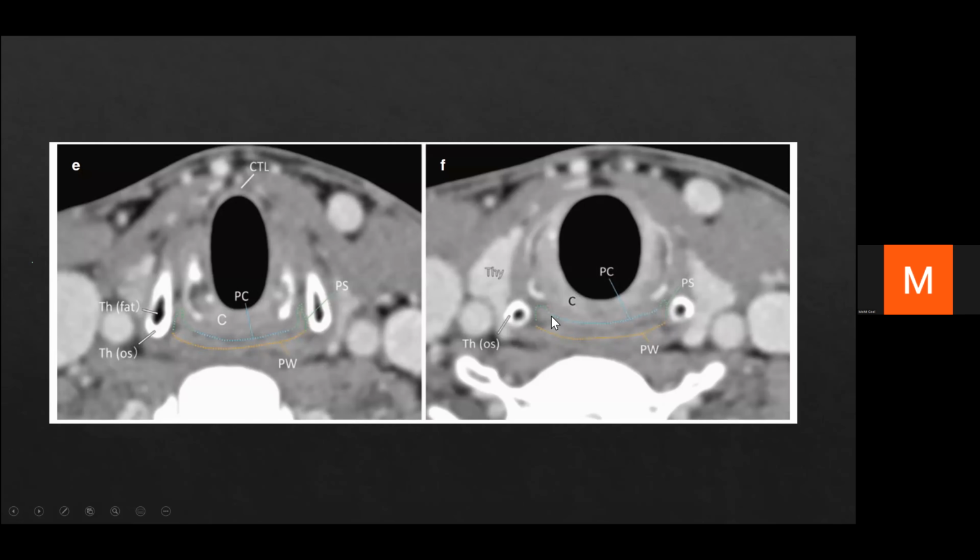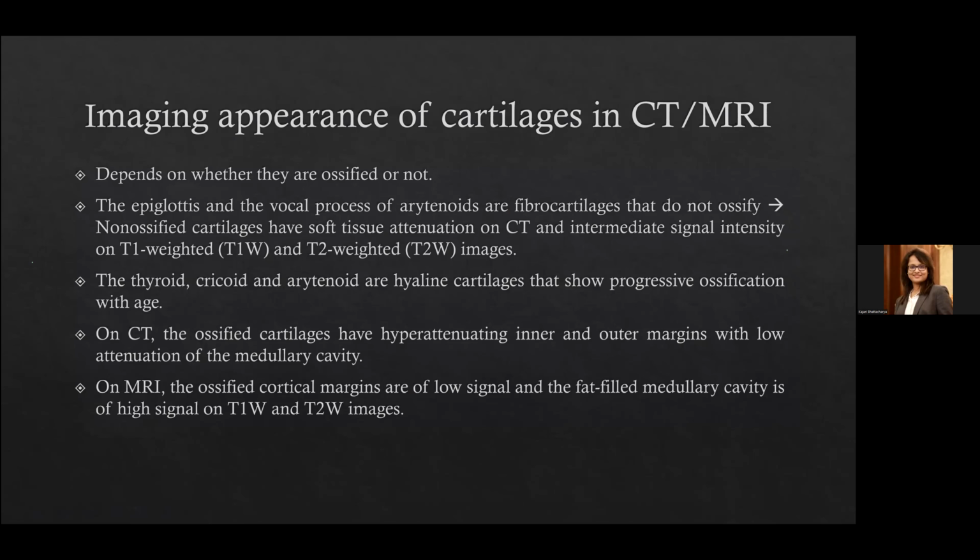So again, briefly about the imaging appearance of cartilages in CT and MRI. It depends on whether they're ossified or not. The epiglottis and the vocal process of the arytenoids are fibrocartilages that do not ossify. So these have a soft tissue attenuation on CT, and they have an intermediate signal intensity on T1 and T2. I'll show that.